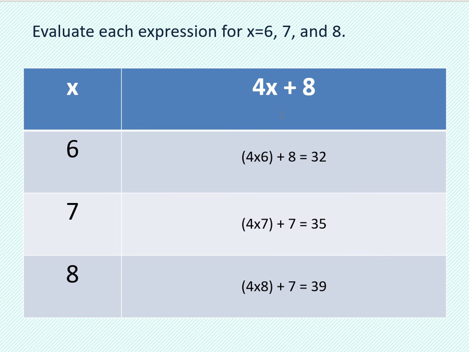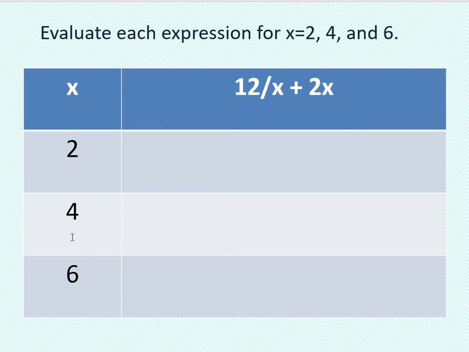So here you see we put the 4x into parentheses. 4 times 7, you solve that first, 28, plus 8 equals 36. For 8, you solve 4 times 8 first, 32, plus 8 equals 40. All right, here's another expression. 12 divided by x plus 2x. Again, think about your order of operations.